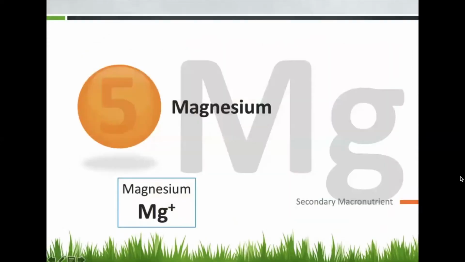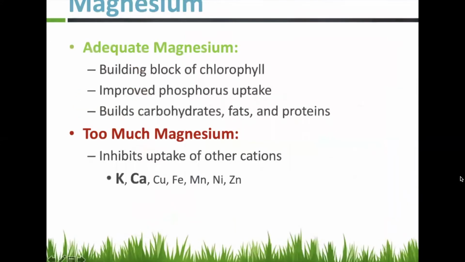Next, we have magnesium. With adequate magnesium, the plant is going to look nice and green because it has the right amount of elements to provide for chlorophyll. And with adequate magnesium, there's improved phosphorus uptake, and it also builds carbohydrates, fats, and proteins. With too much magnesium, this also inhibits the uptake of other cations like potassium and calcium.